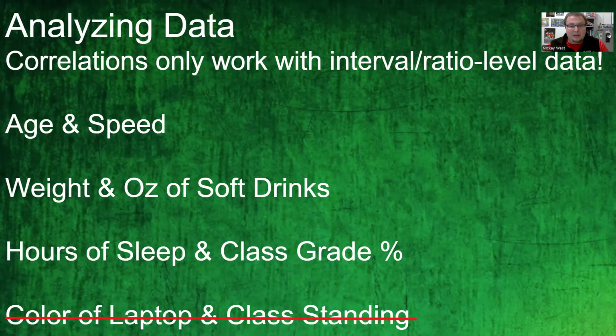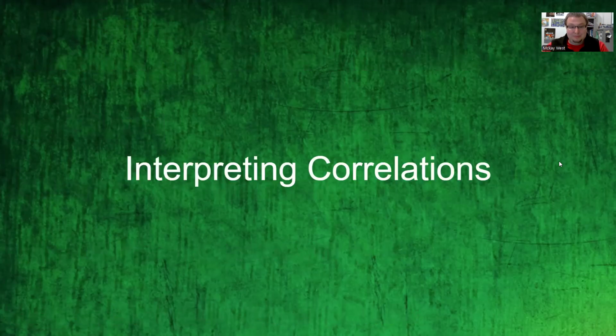Those aren't quite the data you would need to be able to determine how, when one goes up, does the other go up or down? Because green versus pink versus blue, there is no up and down in that data. There's not one that's better or worse than the others. They're all just categories. And so in order to have correlational research, you do have to have interval and ratio level data to perform it.